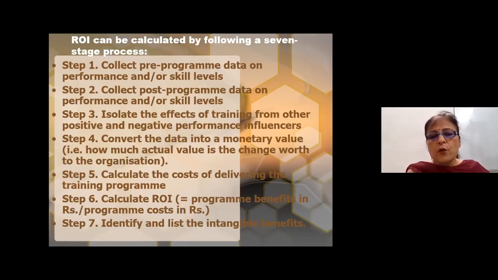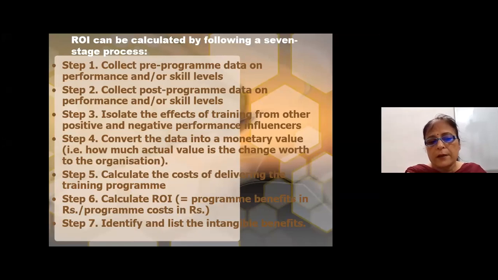I wouldn't go into the details of converting the data into a monetary value in depth, because that is an expert domain. That is another domain which requires a lot of expertise. But other things we will discuss. Calculate the costs of delivering the training program. That list has to be done.